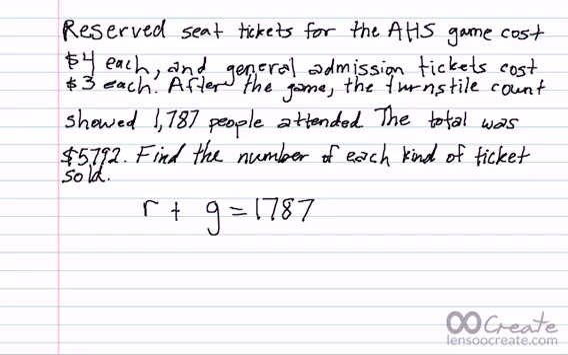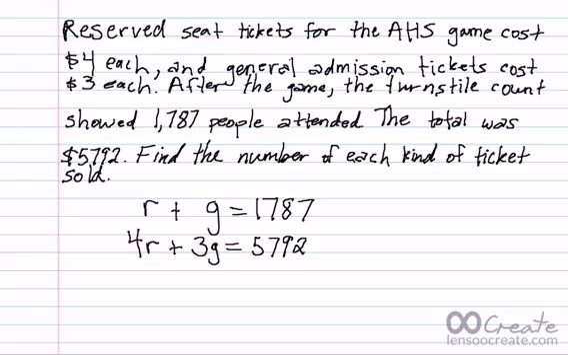Now let's keep looking at what it says. The total was $5,792. So that means all the ticket sales cost that much. So we have to make another equation out of that information. Each reserved ticket is $4, so that's $4 times the number of reserved ticket holders, plus $3 for each general admission. And that total is going to be $5,792. And that's it. We have a system of equations.